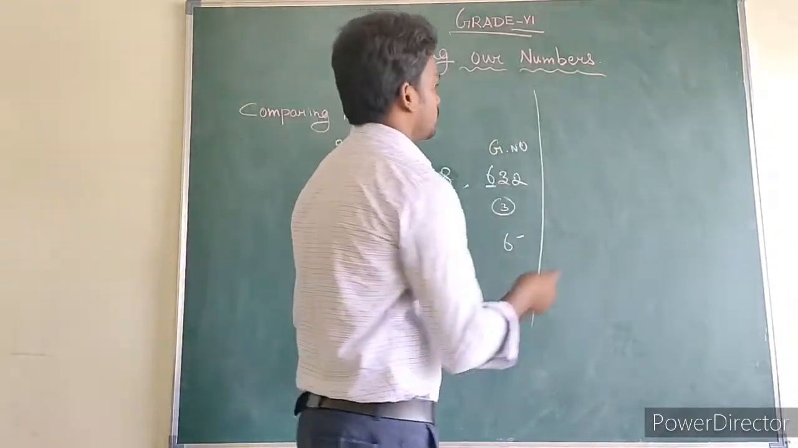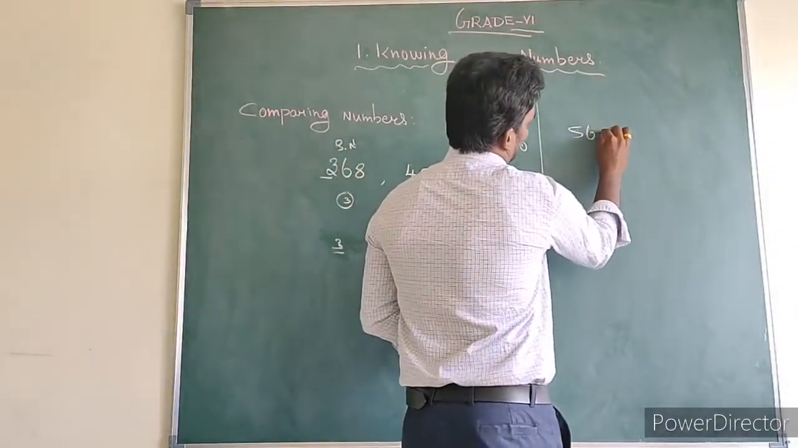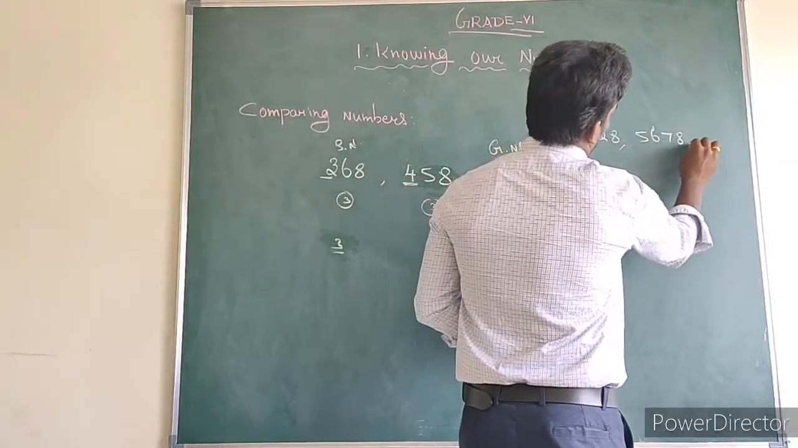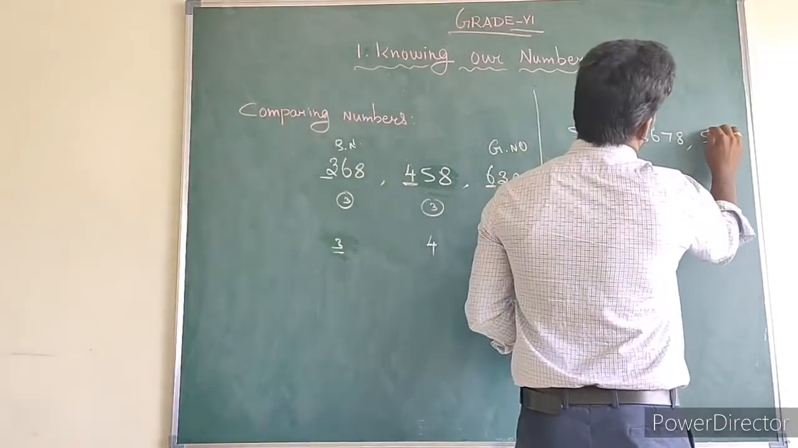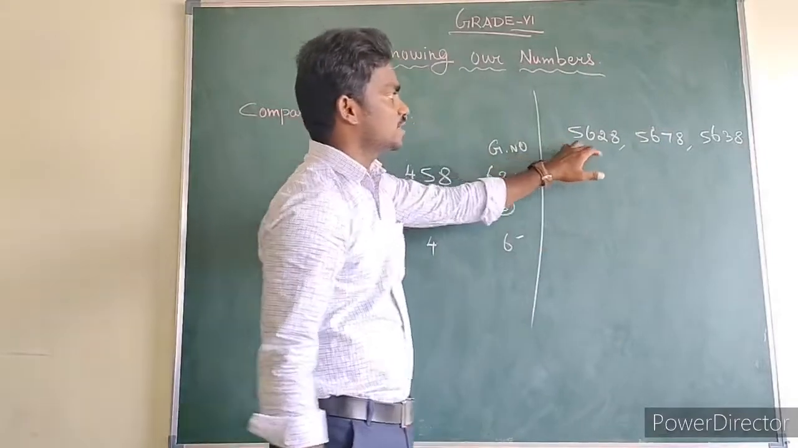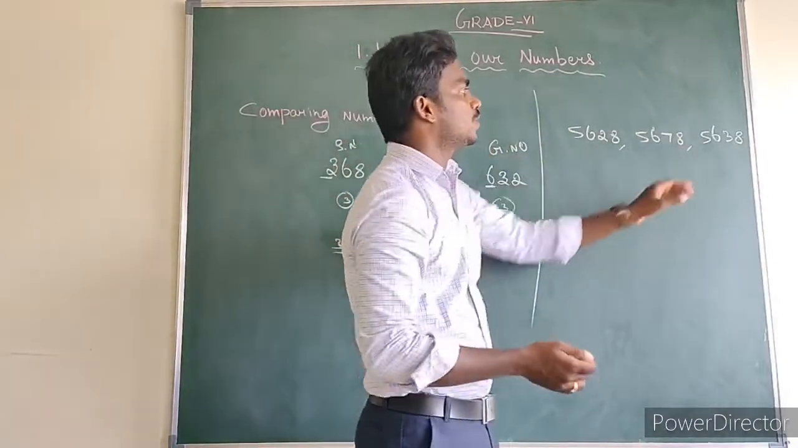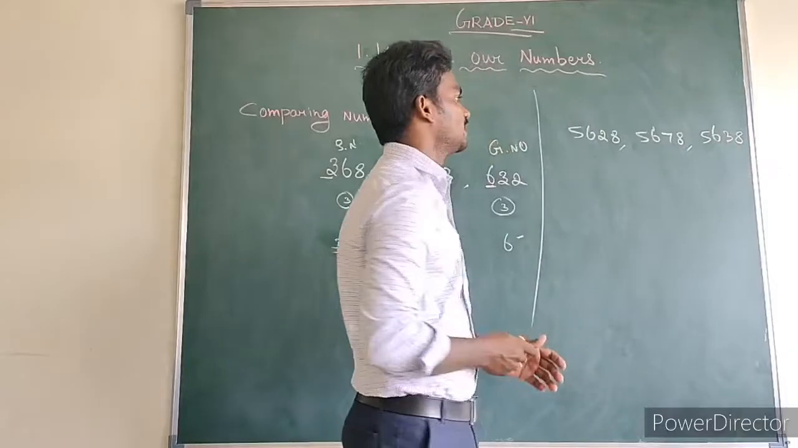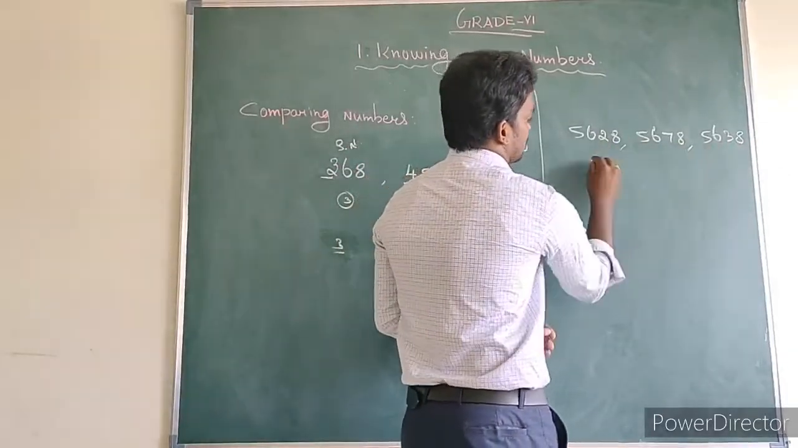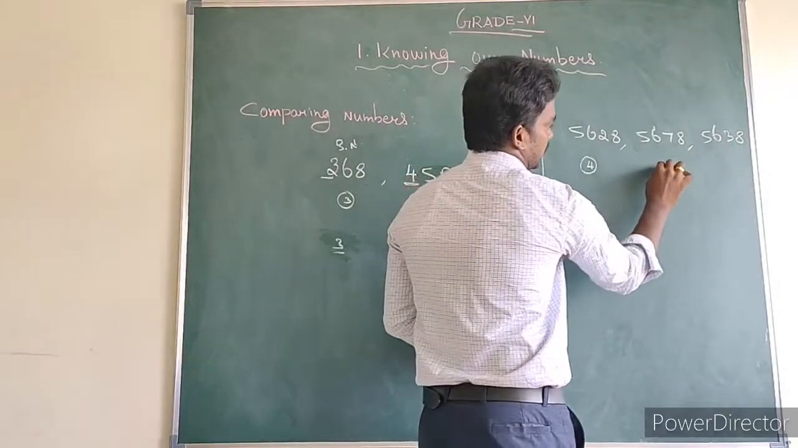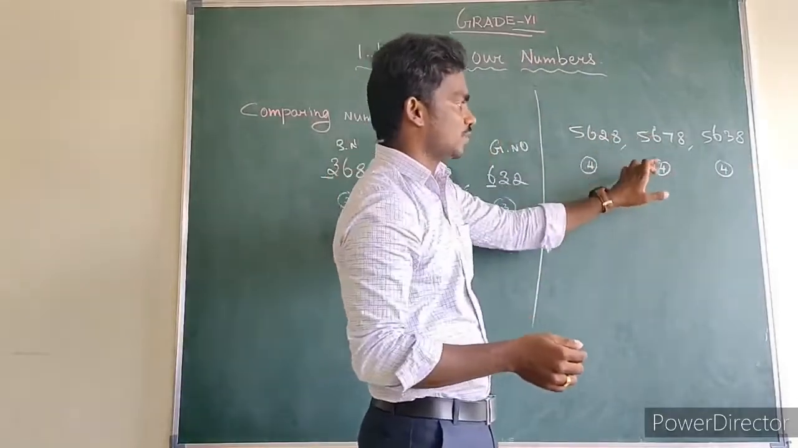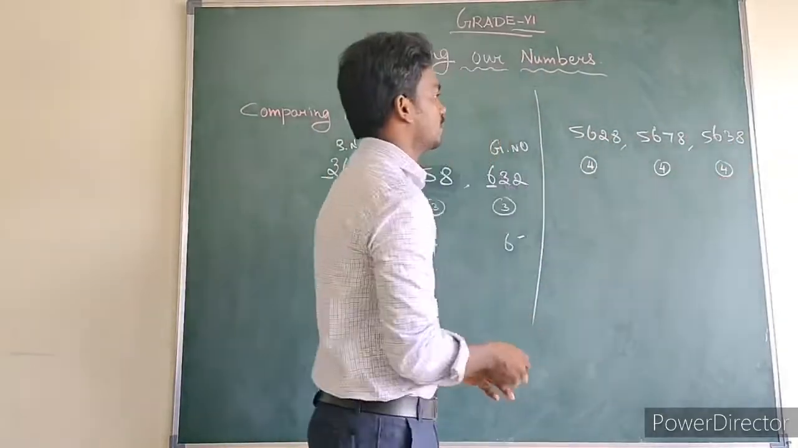Let us see another example: 5628, 5678, 5638. The first number is 5628, the next one is 5678, the third one is 5638. Among these three numbers, which one is greater and which one is smaller? These three numbers are all 4-digit numbers, right? The first, second and third are all 4-digit numbers.